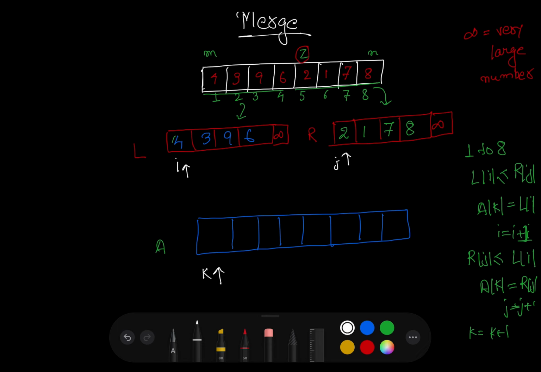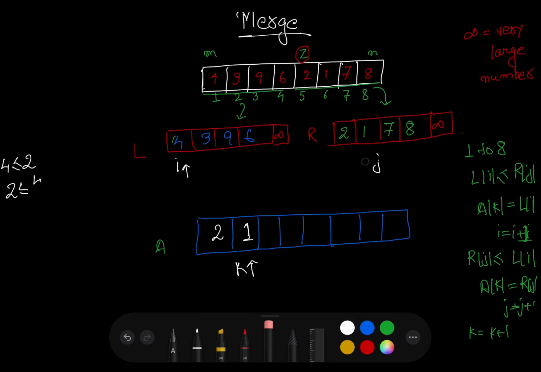It will run. So if 4 is less than or equal to 2, no, but 2 is less than or equal to 4. So this is true. So this 2 will be copied here, and this j now moves, and this k also. j is now pointing to this, and k will point to this. Now it will check whether 4 is greater than 1. No, that's also not true. Then 1 will be copied to here.